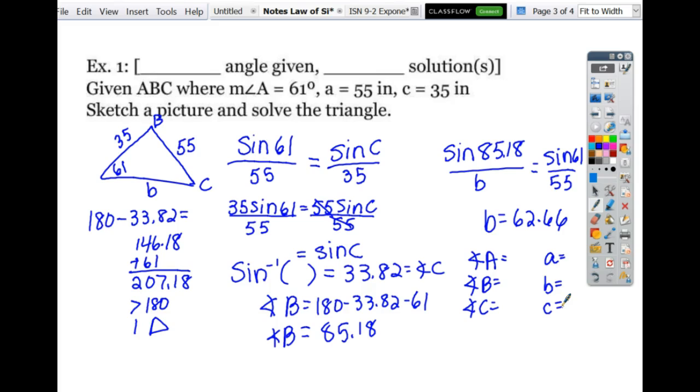Okay, so look, you're going to know you're done when you can fill in all six things for the triangle. Do we have angle A? Yes, it was 61. Did I find angle B? Yes, it was 85. Angle C was 33. Side A was 55. Side B, we just found. And C was given.